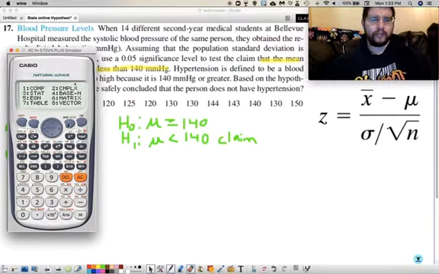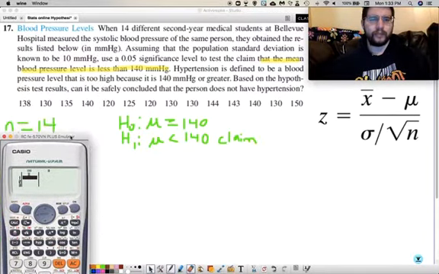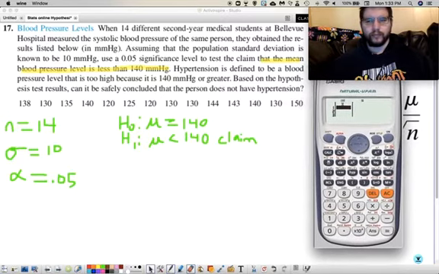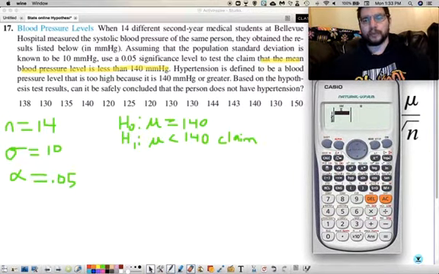So stat is where we need to be. So mode 3, one variable. Then we're going to type in all this information. So I'm going to do this one on both calculators, but any other data problems, I'm just going to do on one.